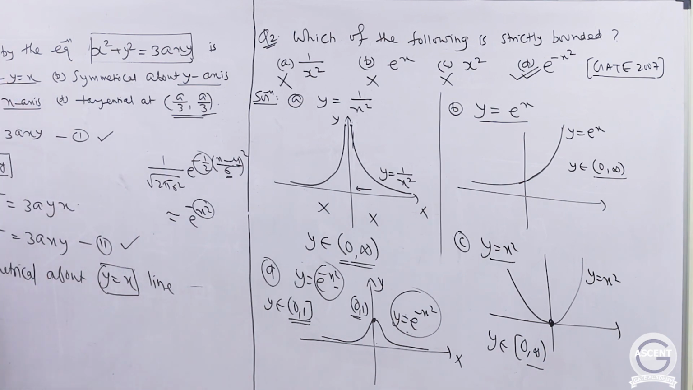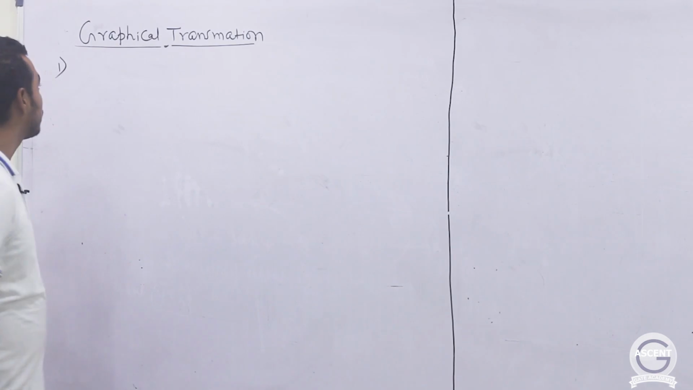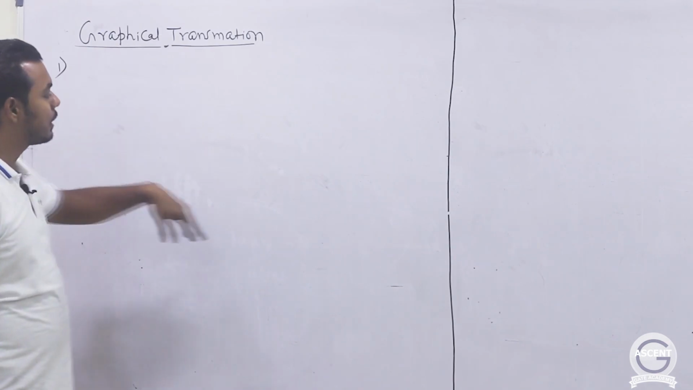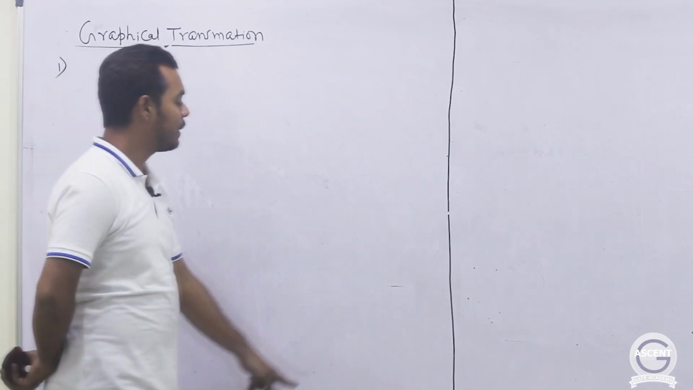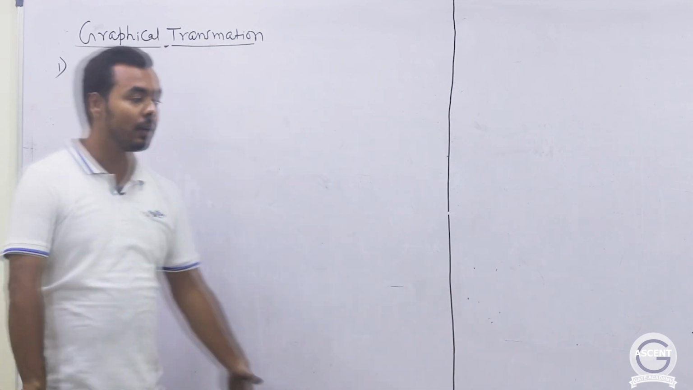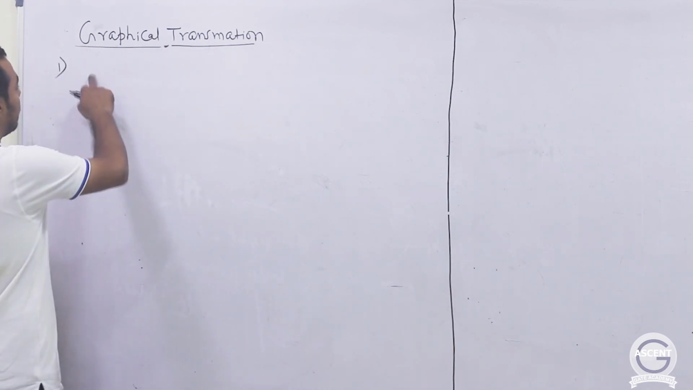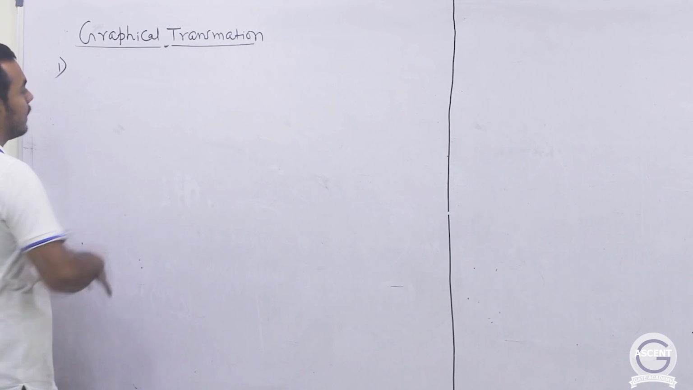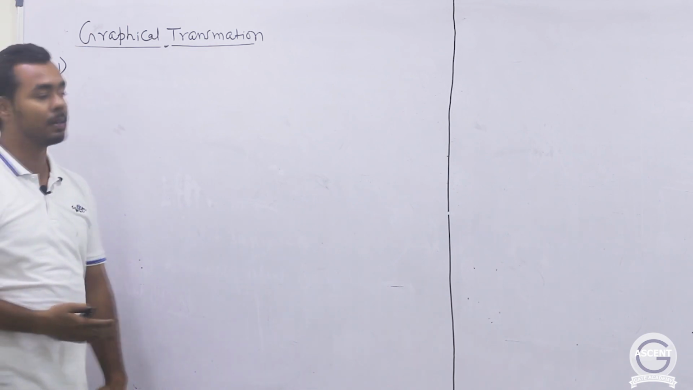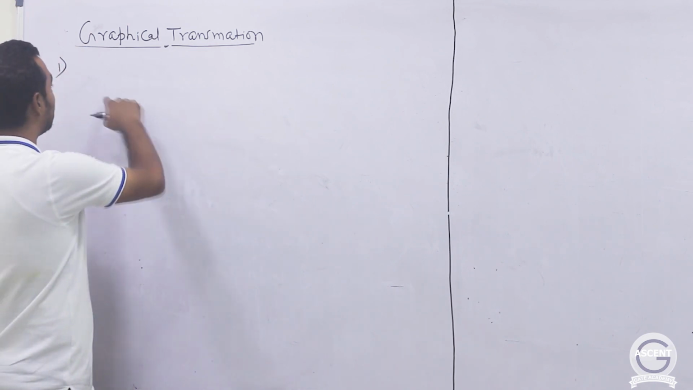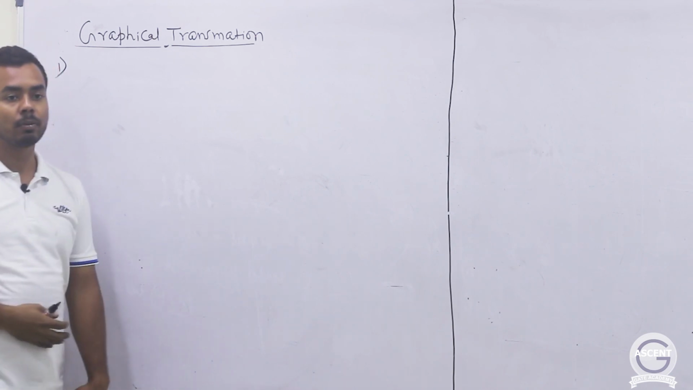Now we will see graphical transformation, meaning that if we know the graph of one function, then how we can draw the graph of any other function from there. Next we have to learn about some of the basic graphical transformations. Graphical transformation simply means we know the graph of one function and some constant is added or subtracted there, or the function is multiplied or divided by some constant, then how to draw the graph of those functions.